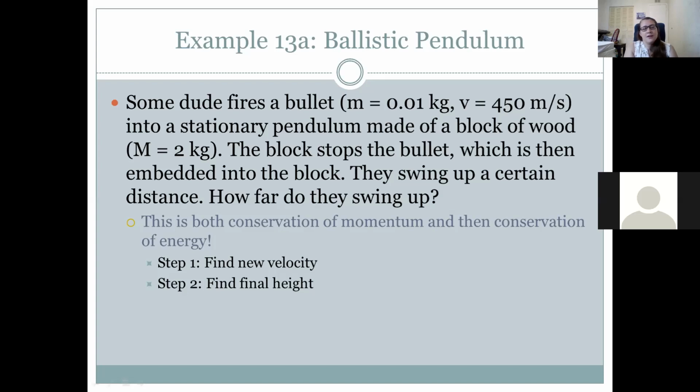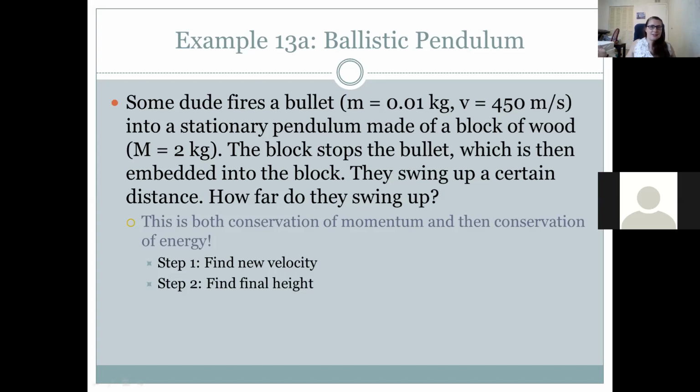What keyword gave you that clue? Embedded, yes, embedded into the pendulum. So they are moving as one object at the end of this. So this is a perfectly inelastic collision. They're sticking together, but they're like within each other. Okay, anyway. Yeah, so this is a perfectly inelastic collision.